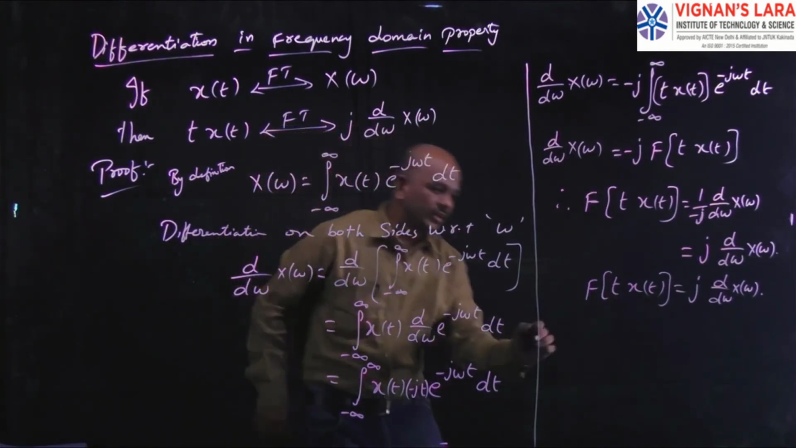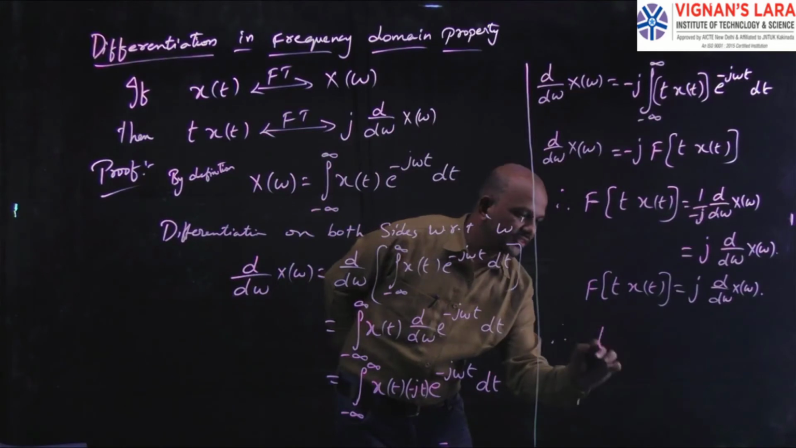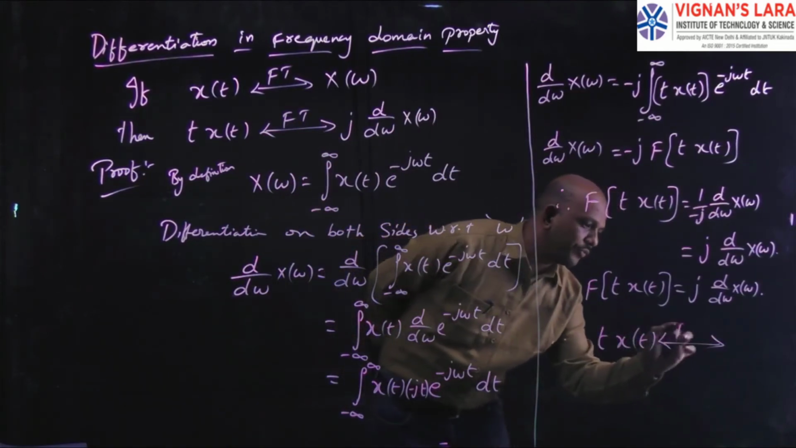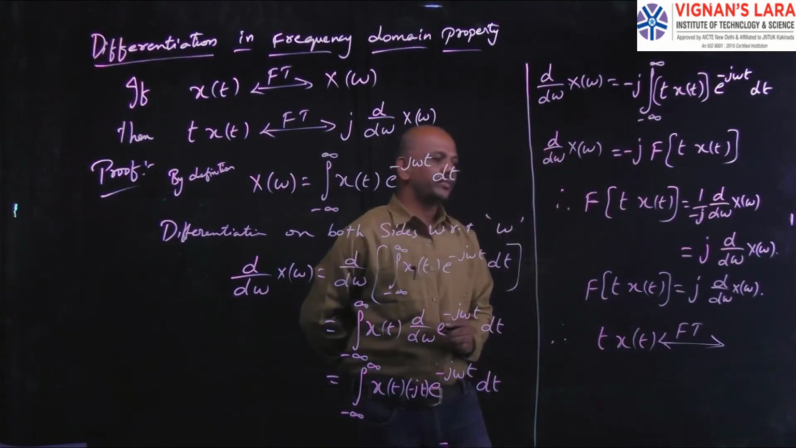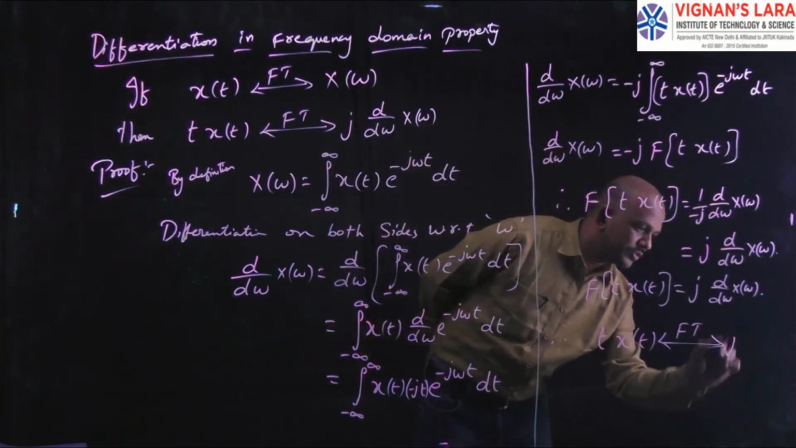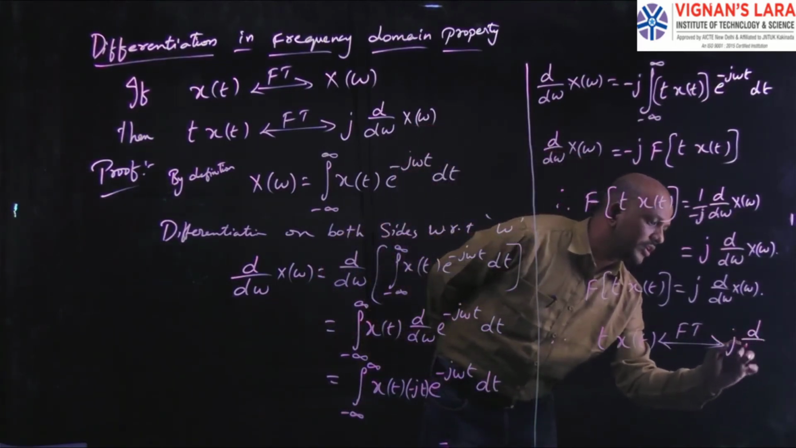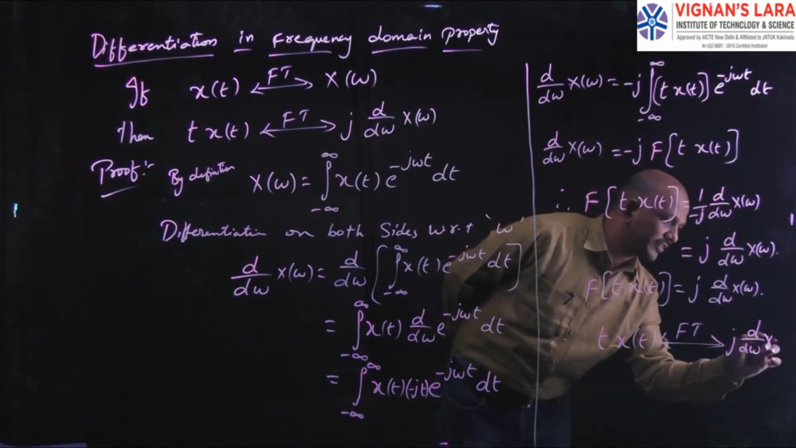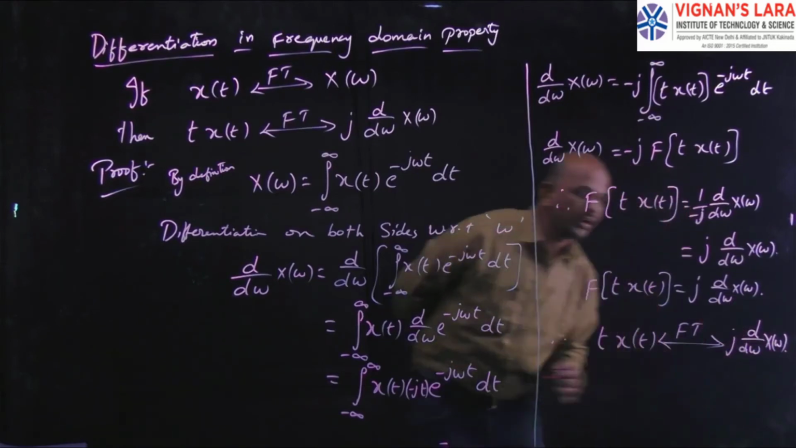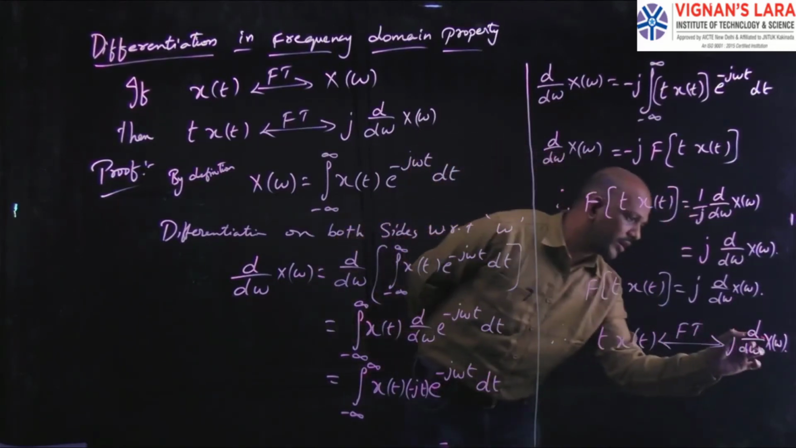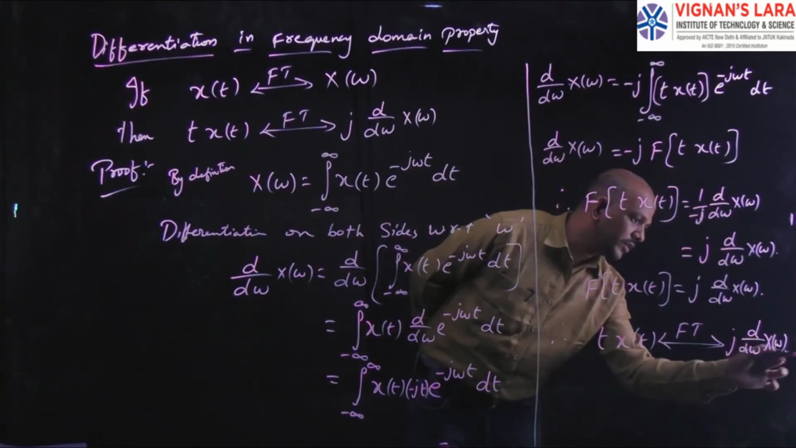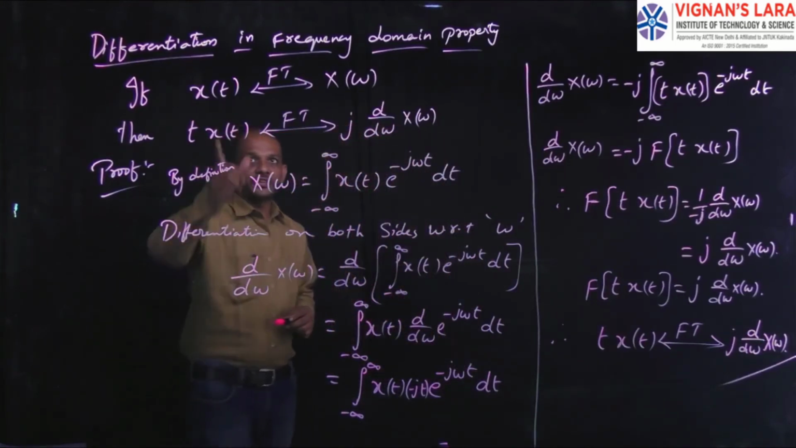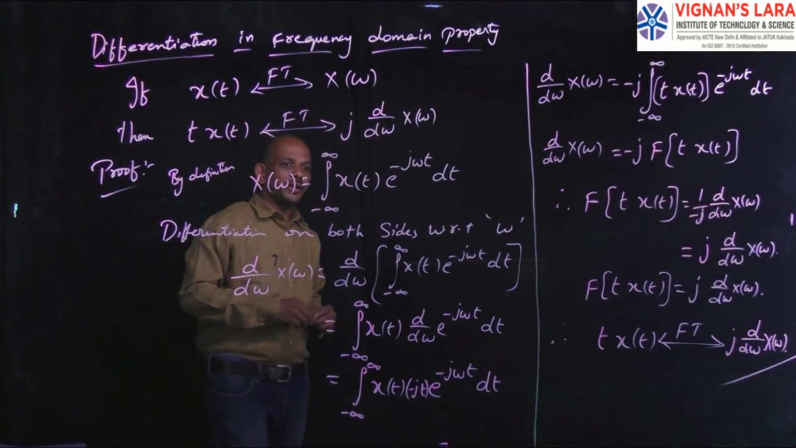Or simply we can represent this in another way: t into x of t will have a Fourier transform j into d by d omega of x of omega. Clear? Hence proved. So this is the proof for differentiation in frequency domain property.